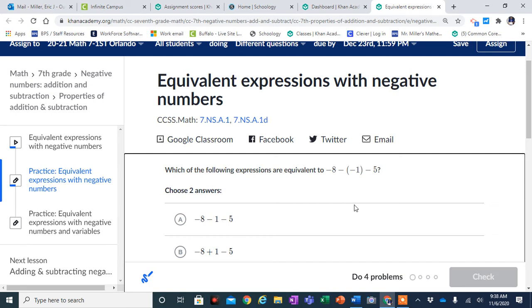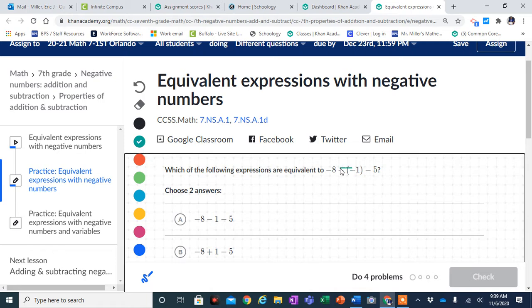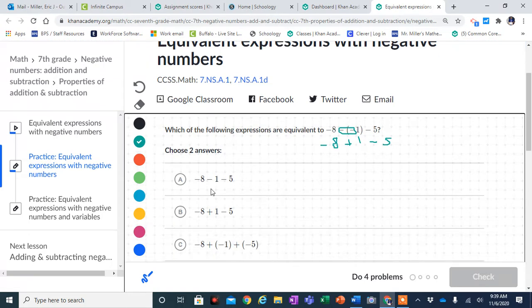Hi everyone, this video is on equivalent expressions with negative numbers. So for this problem here, the first thing we would want to do is look and see minus a negative. Minus a negative becomes a positive. So that means this is now negative 8 plus 1 minus 5. So the answer is not A, the answer would be B.